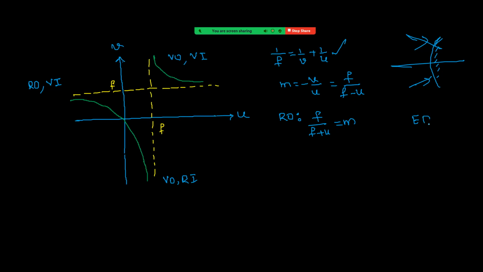So diminished one. This is positive, means minus v by u positive. Minus v by u positive means, we can see u negative, negative of negative positive, then v must be positive. It is virtual. Virtual, erect and diminished one. That is what we can see in the second quadrant. Real object, virtual image. It is erect one and diminished one. Okay.